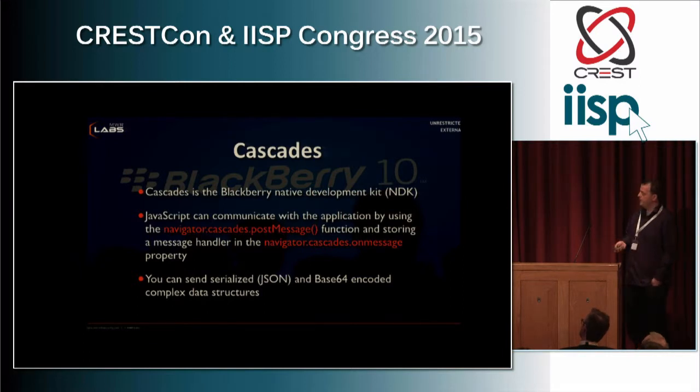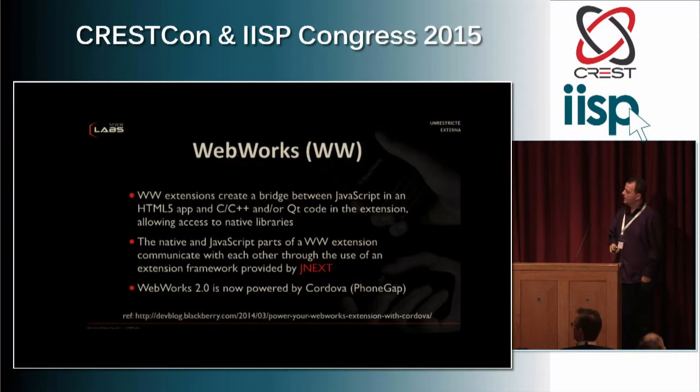BlackBerry has the same thing, Cascades postMessage, onMessage. They have a couple of different ways to do things because they've got a couple of different ways to write applications. This is the standard way of exposing it in Cascades apps. WebWorks, this is massively complex, which is why there's a URI at the bottom to have a look into it.